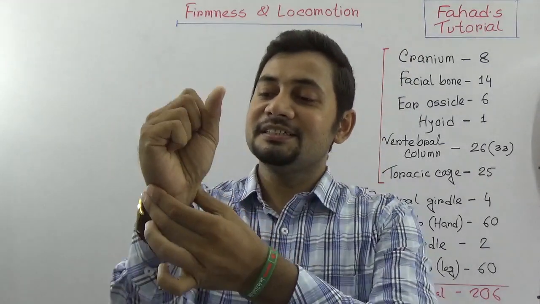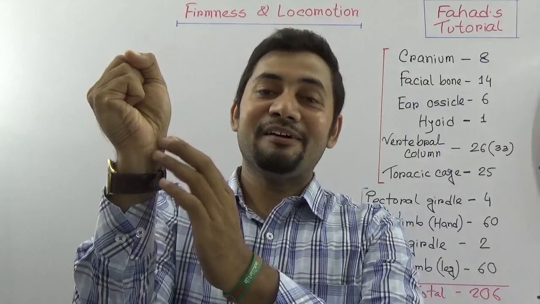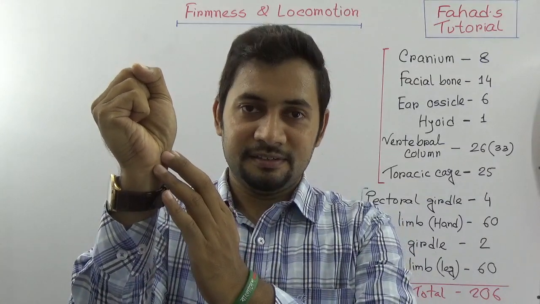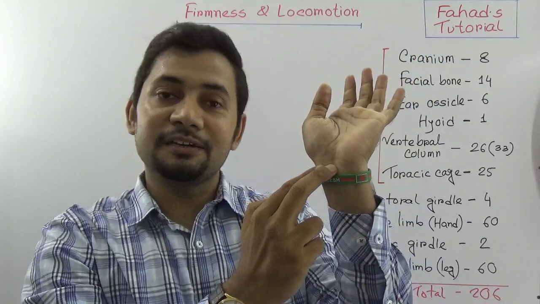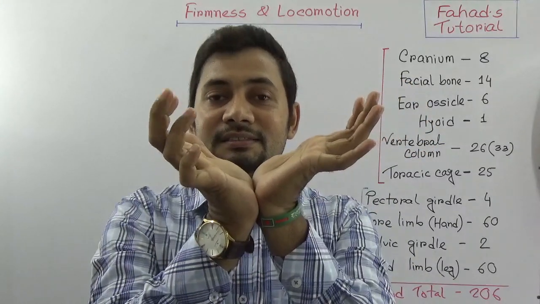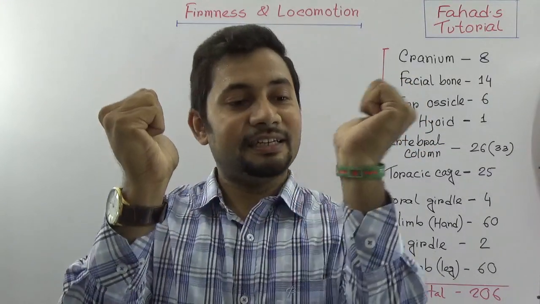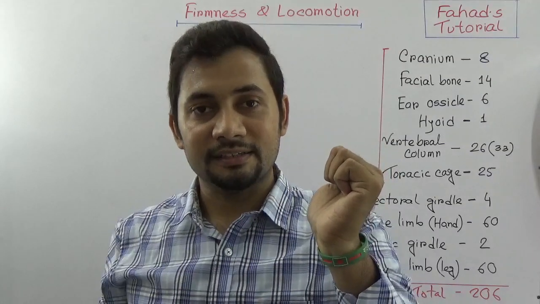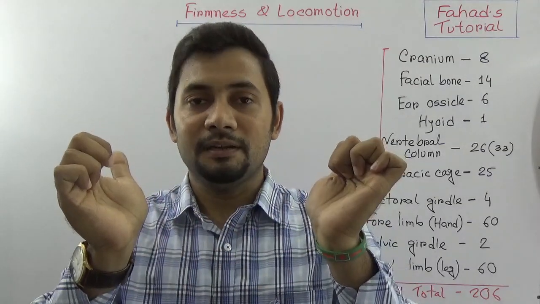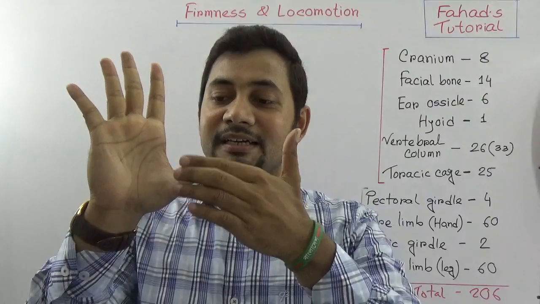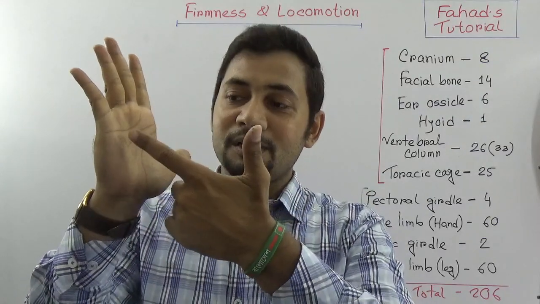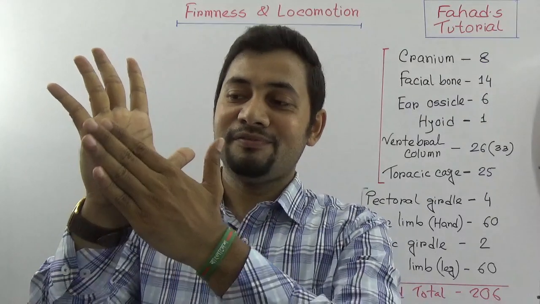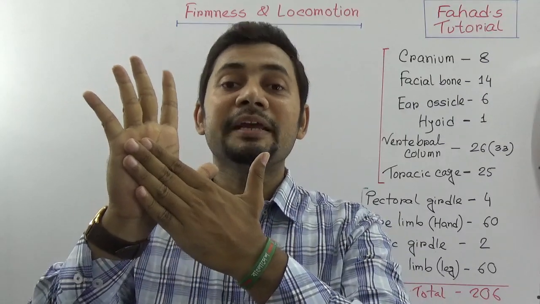Now you see that this joint, we have 8 bones here. We have 8 bones here also. So these 2 hands consist of 8 and 8, 16 bones together. This is called carpal. And in our palm, we have 5 bones. 1, 2, 3, 4, 5. 5 bones. That is called metacarpal.